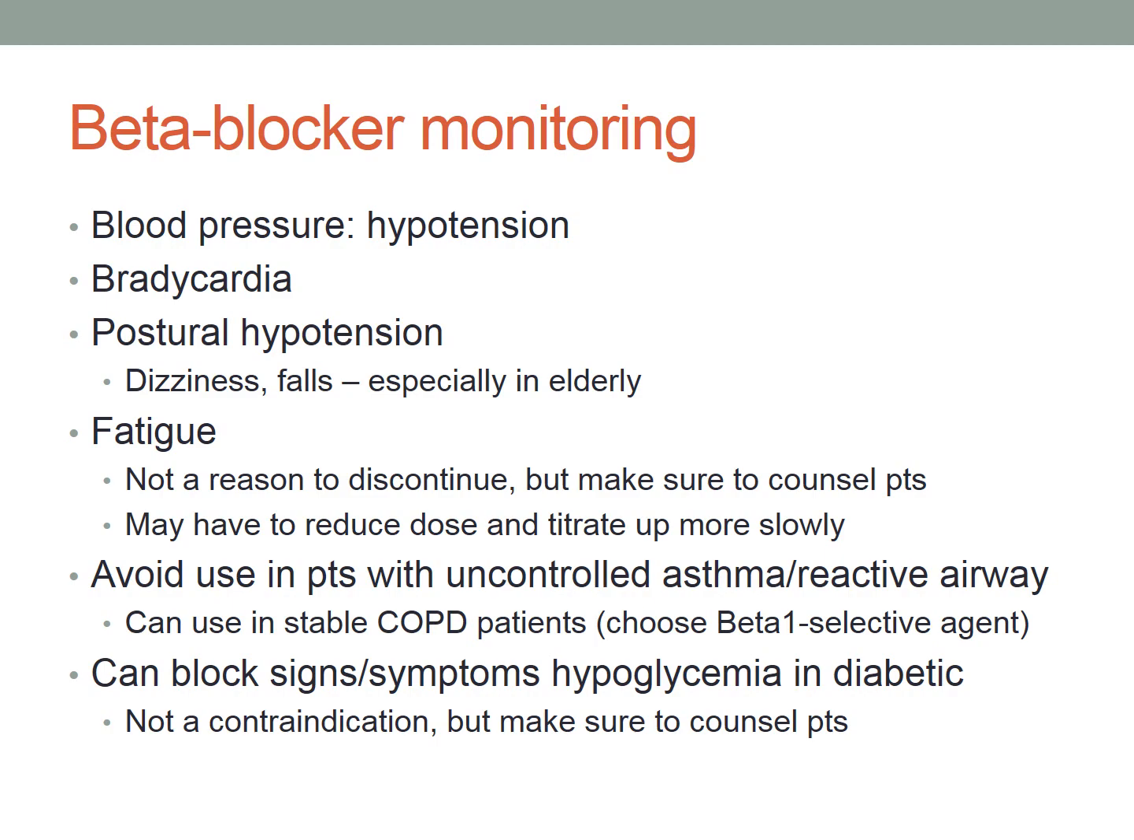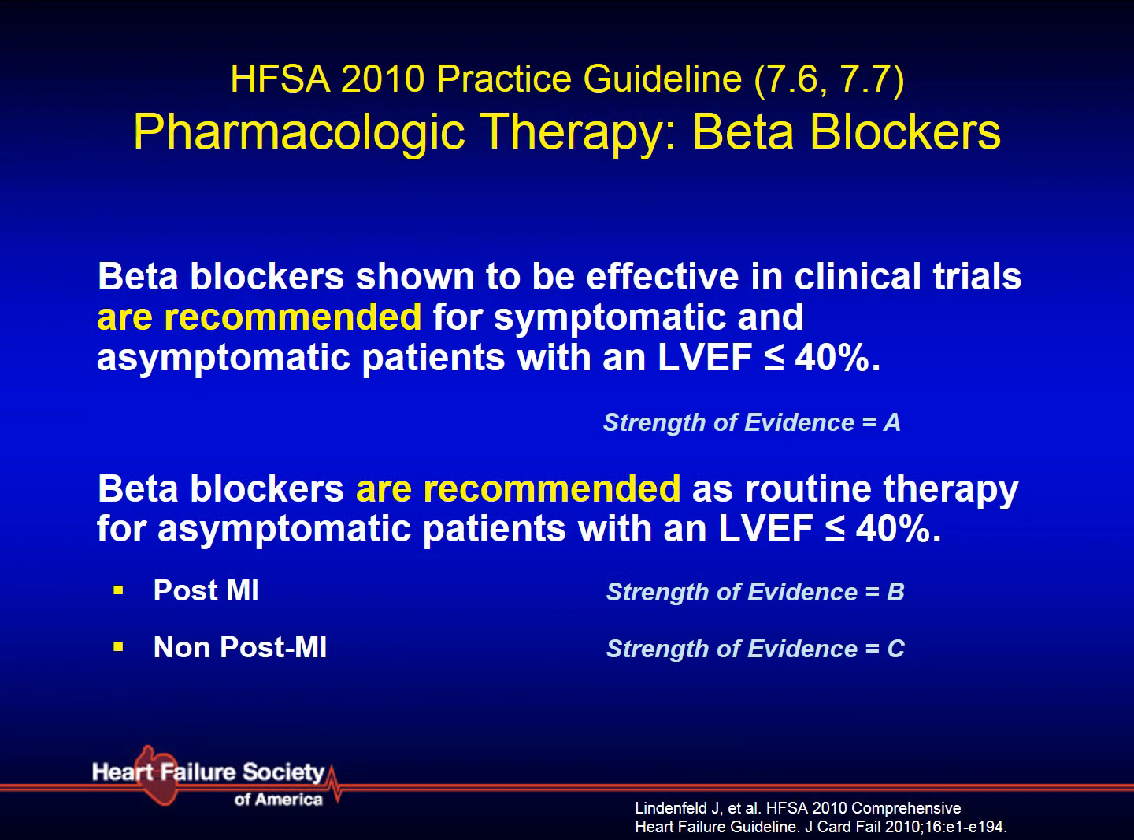So this slide summarizes the recommendations from the Heart Failure Society of America for beta blockers, noting that beta blockers are shown to be effective and they're recommended for symptomatic and asymptomatic patients with an LVEF that's less than or equal to 40, and they're recommended as routine therapy for asymptomatic patients with reduced left ventricular ejection fraction, with greater strength of evidence in patients that have had an MI.